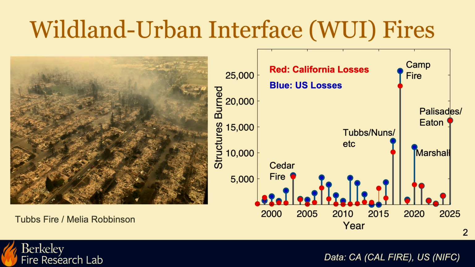The Camp Fire had over 18,000 plus structures. Palisades and Eaton were about 6,000 plus each. There were 2 fires in LA, the Marshall Fire in Colorado, the Tubbs and Nuns Fire. This has been a continual trend, and it's getting worse. We saw this in Lahaina.